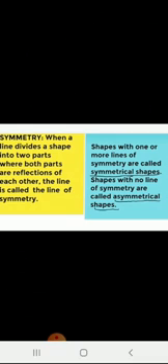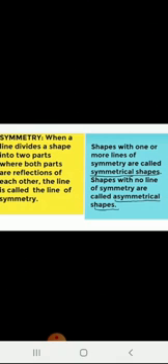When a line divides a shape into two parts, where both the parts are reflections of each other, the line is called a line of symmetry. What is symmetry? Once again, when a line divides a shape into two parts, where both parts are reflections of each other, the line is called a line of symmetry.